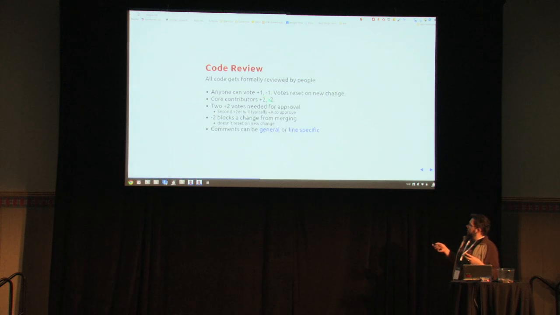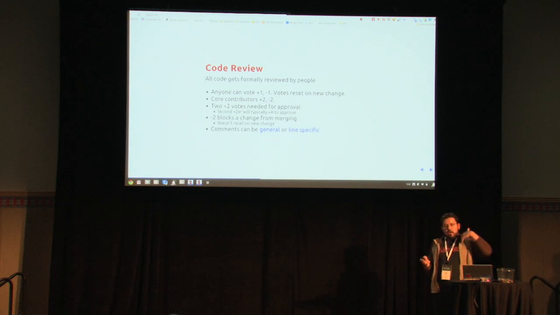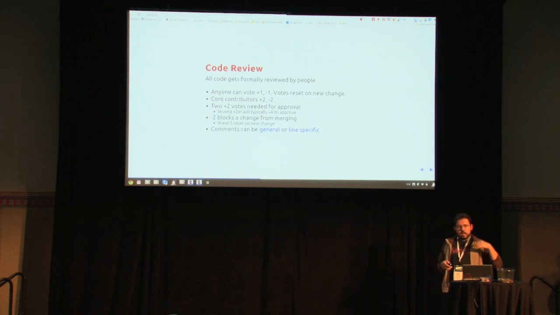If you get a minus one vote, you can upload a new copy of your code, a new iteration, and all the minus one and plus one votes and the plus two votes all reset. It's like, this is a new patch, whatever.